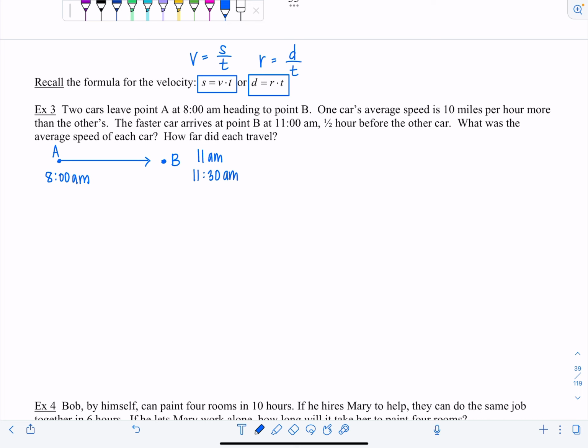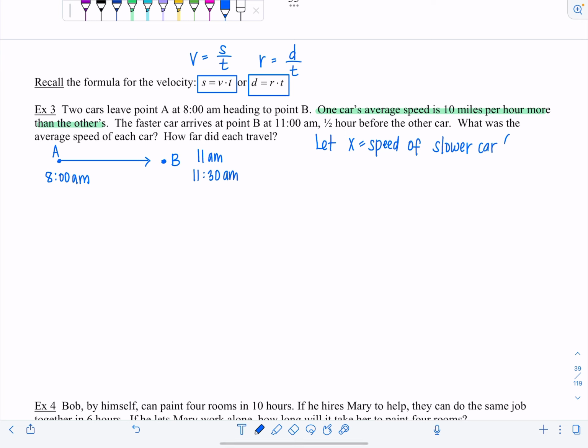So we need the speed of each car. There's a faster car and a slower car. Which one should I let X be? This is where you're going to use that tip where I said, let X represent the quantity that you have less information about. So notice here they said, one car's average speed is 10 miles per hour more than the others. So they told me info about the faster car, didn't they? That its speed is 10 miles per hour more than the others. But they didn't tell me a single thing about that slow little car. So that's what X is going to represent. So I'm going to let X equal the speed of the slower car.